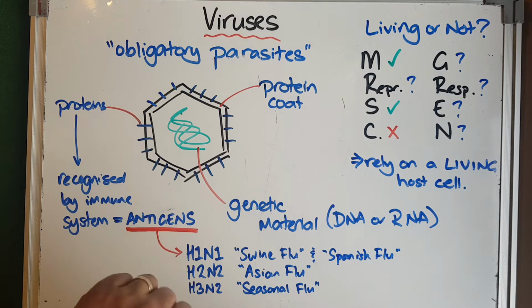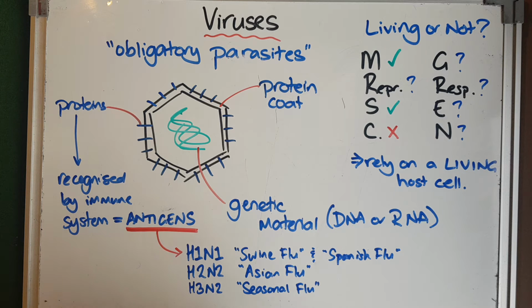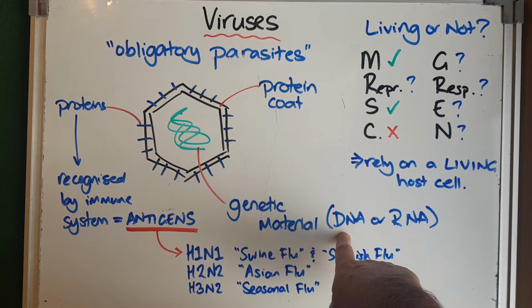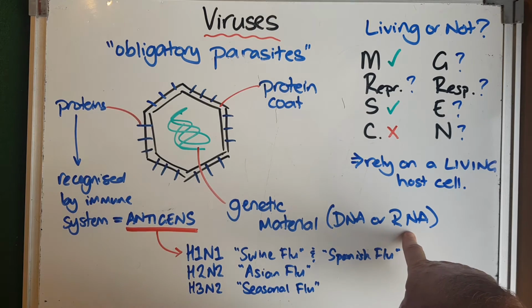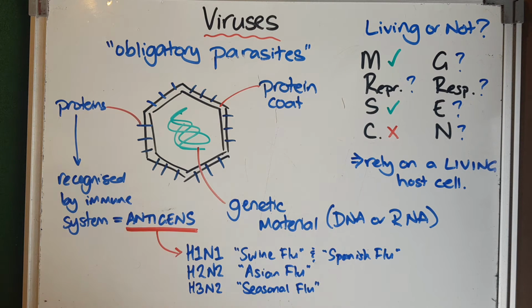The basic structure is really, really basic actually in a virus. It's got genetic material in the inside. Now for viruses, it can be DNA or another version of genetic material called RNA. So this is deoxyribonucleic acid. This is ribonucleic acid. They're slightly different, but they do the same job. They hold genetic information to code for new viruses. So it doesn't matter whether it's a DNA virus or an RNA virus.